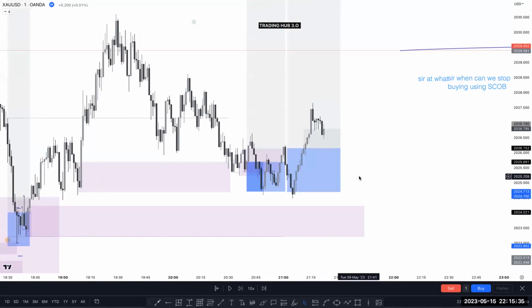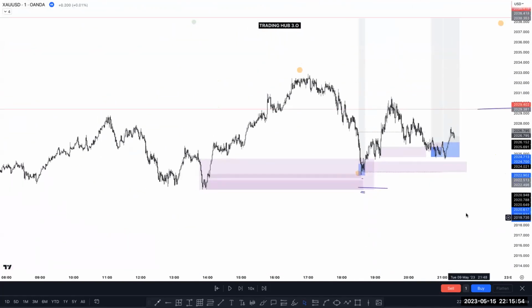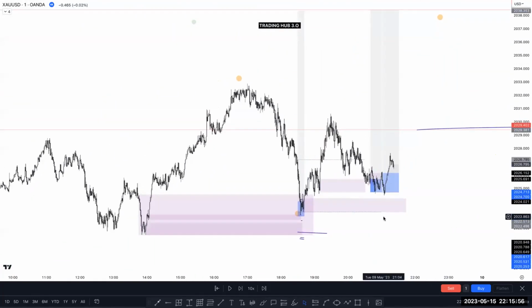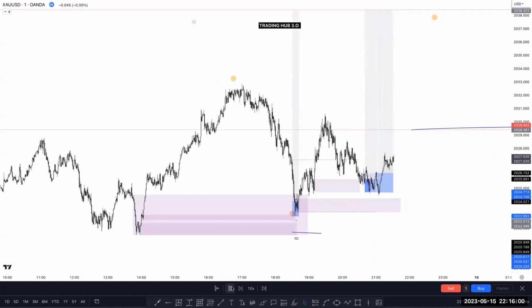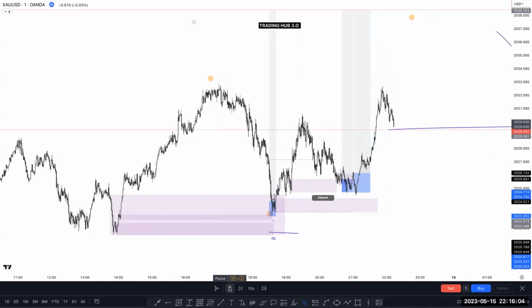When do we stop buying the single candle order block? When the previous structure high or low, the recent structure high or low, is broken, then you should stop single candle buying and selling. I have explained so many times. Okay, so let's see, and finally the market goes up.